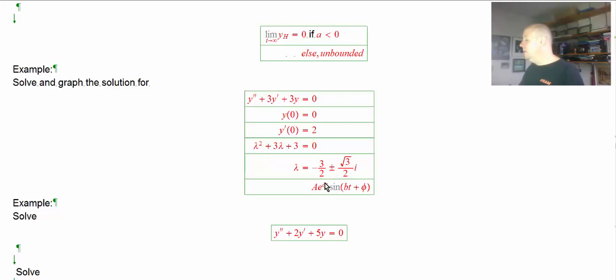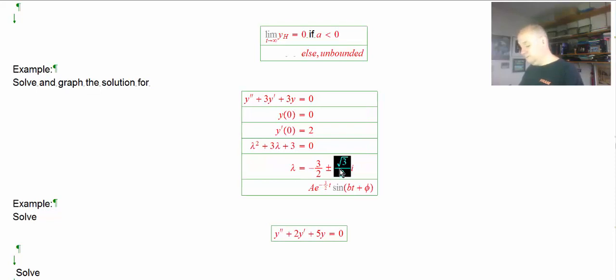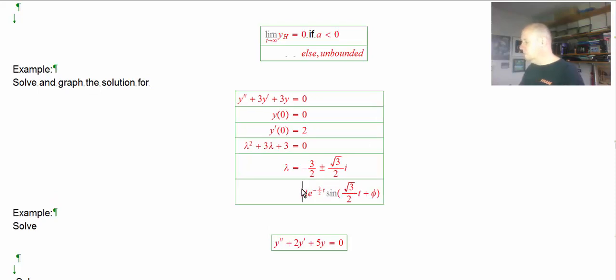So the real part is minus 3/2, and the imaginary part is root 3 over 2. And that's y homogeneous. Now all that's left to do is get those two constants, but really getting the solution in the right form is the straightforward part. Once I get the eigenvalues, they control the whole behavior. I just need to get what's the phi and what's the a. How do I get those two constants?